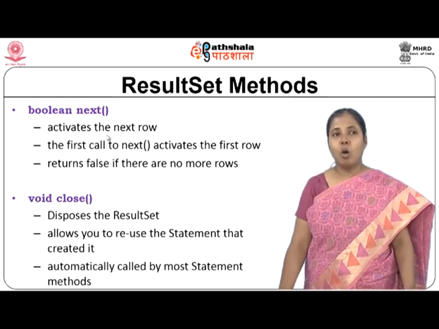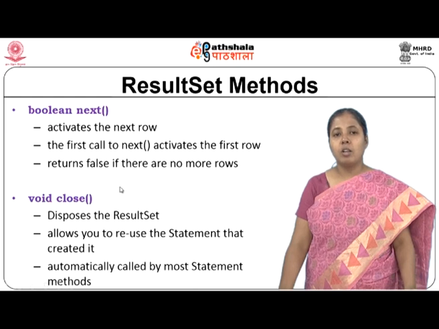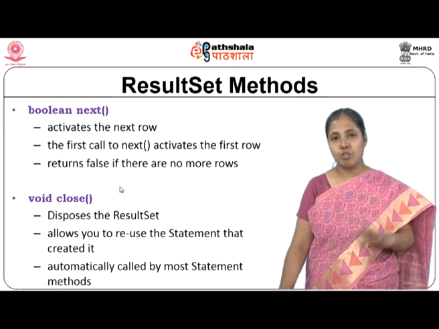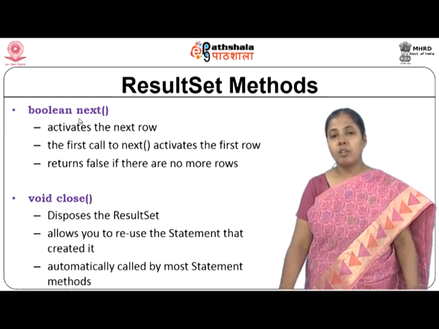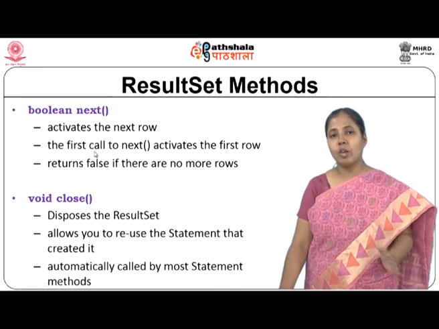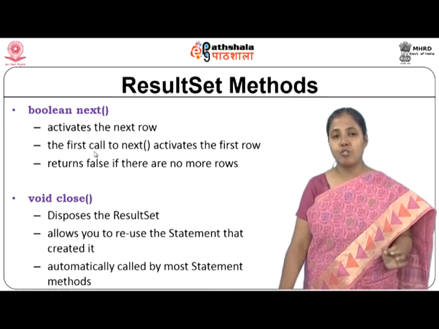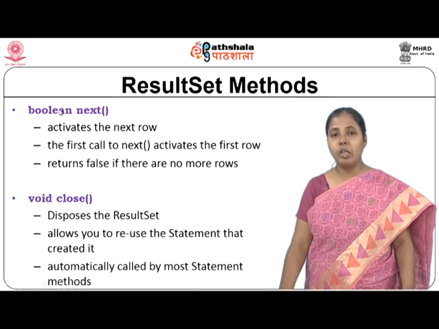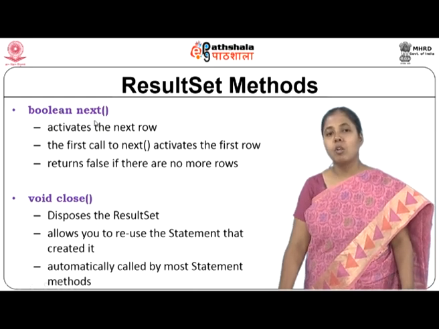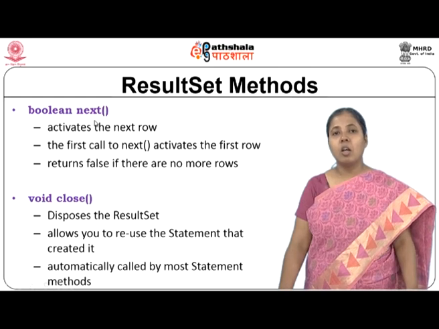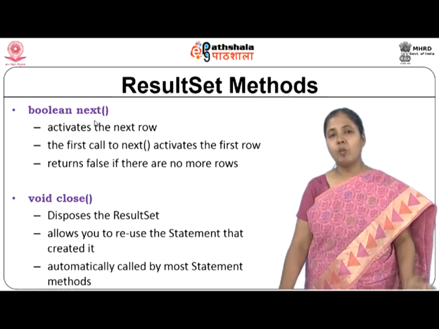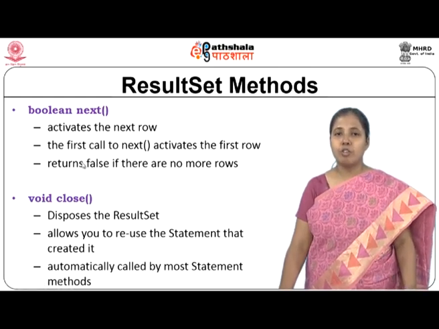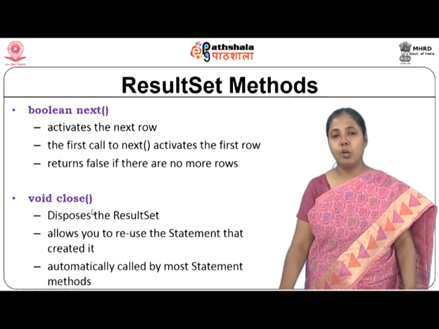There is a method called next. This would activate the next row, and the first call to the next method would actually activate the first row. It returns a boolean value, true or false, and false is returned if there are no more rows. So, it keeps the cursor reading record by record, and once all the records are read, the next method would return a false value.